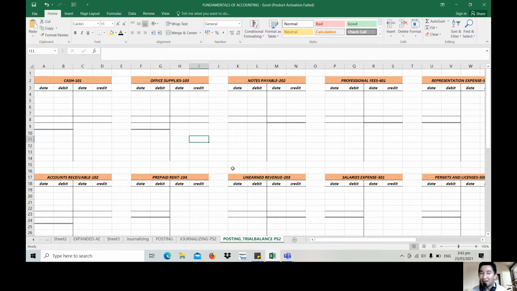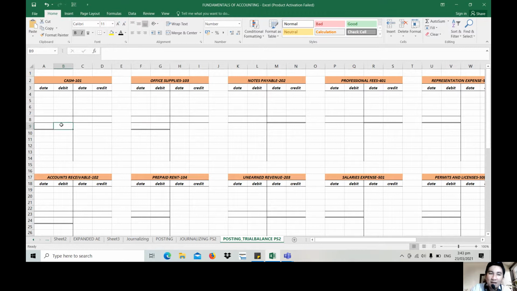Pero yung pinaka-technical talaga, the first step is analyzing. Kasi 'di ba, if you could remember our previous topics, we are going to analyze transactions as accountable and non-accountable. And we only record those accountable events, those with monetary amounts. Okay, now ito yung posting.